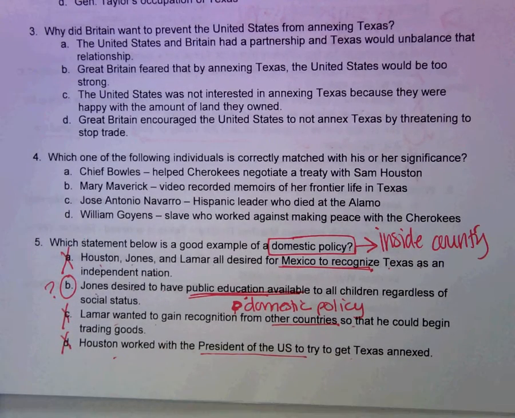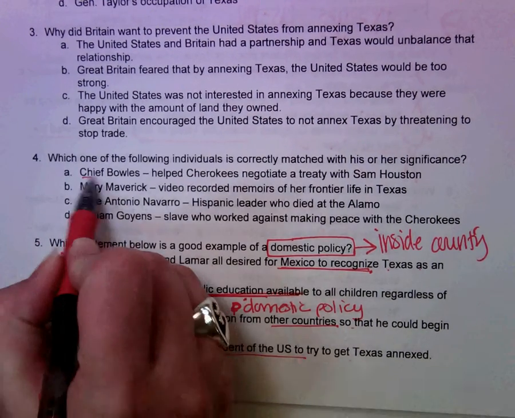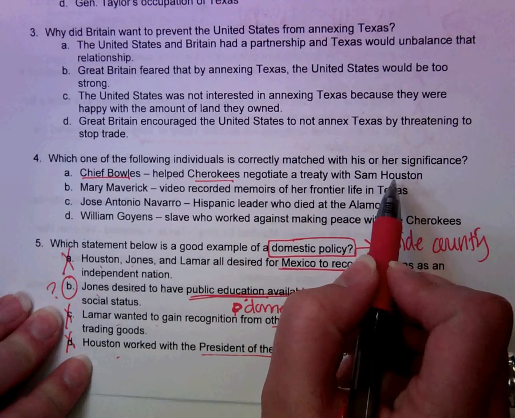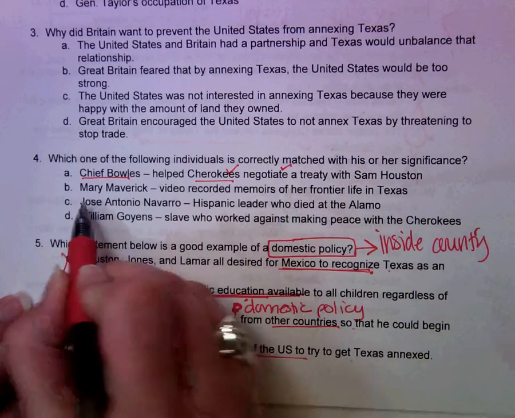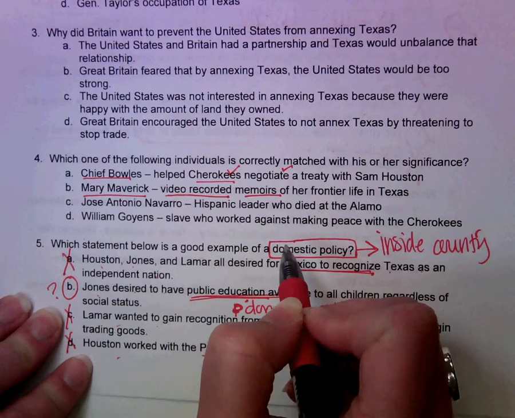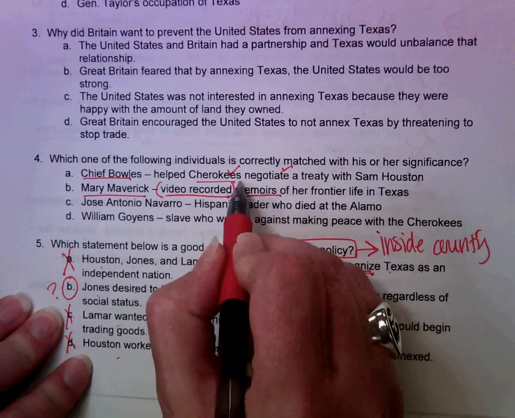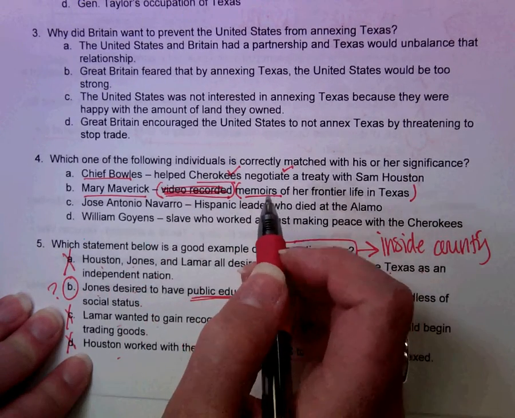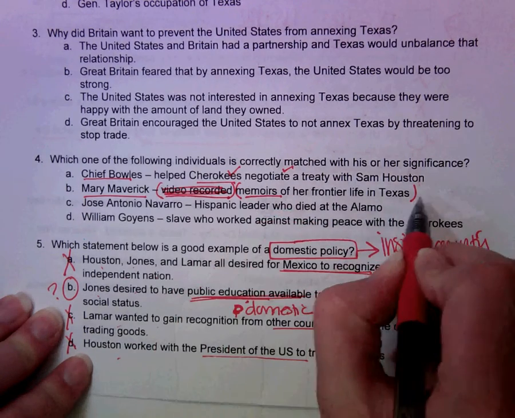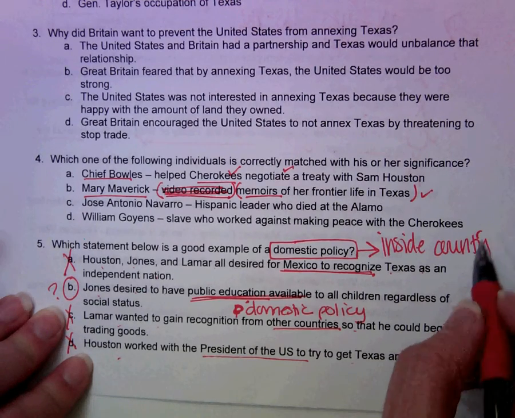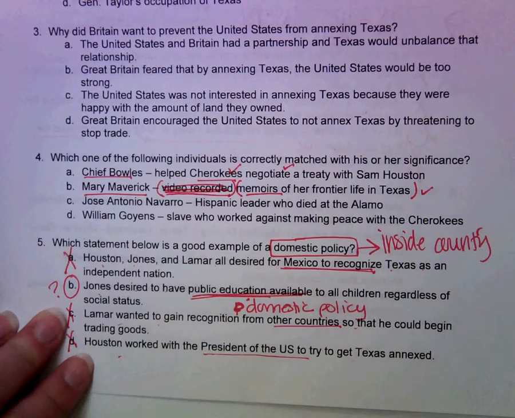Which of the following individuals is correctly matched with his or her significance? Chief Bowles helped the Cherokees negotiate a treaty with Sam Houston. Okay, so he's a Cherokee and he helped negotiate. Mary Maverick, video recorded memoirs. Okay, this has 2 parts, right? Video record, 1845, they don't even have that capability. Did she record her memoirs? Yes, she did, but how? She wrote that. Pen to paper, okay? So that's where I put that in there to see if you were making sure to read, okay?